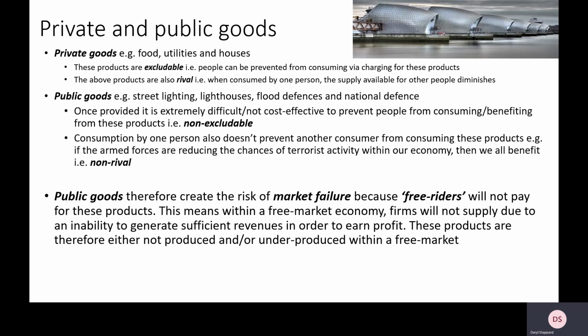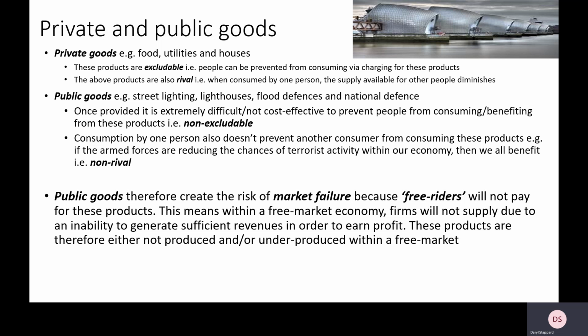These products, though, are also rival. So when they're consumed by one person, the supply available for someone else will diminish. If you take food off the shelf in Sainsbury's, that's less food that other people can buy. So remember that private goods will exist in a free market economy. Firms can produce these things and generate profit, which is what we assume firms want to achieve in a free market economy. The problem, though, in a free market economy is that public goods will not be provided.